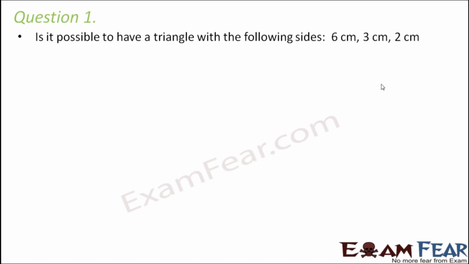So here you have 6, 3 and 2. What we will do is try the sum of two sides and check if it is greater than the third side or not. So let us start with 6 and 3. What is 6 plus 3? It is 9, which is greater than the third side, that is 2. Now let's try 6 plus 2, which is 8, and this is greater than the third side, that is 3. Now let's try 3 plus 2, which is 5.